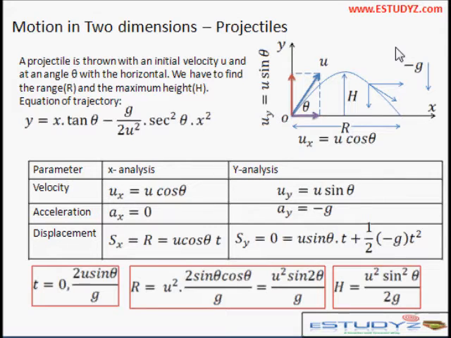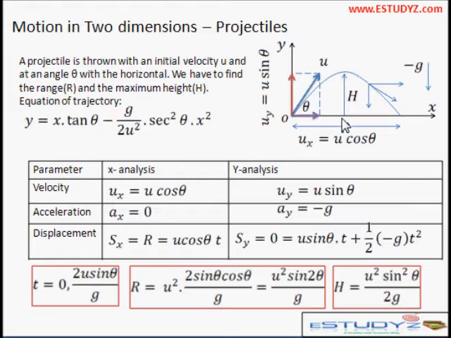As you can see in the diagram, we have a projectile which is thrown with an initial velocity of u at an angle of theta with the horizontal. We have to find out the range of the projectile and the maximum height reached, as well as the equation of trajectory.